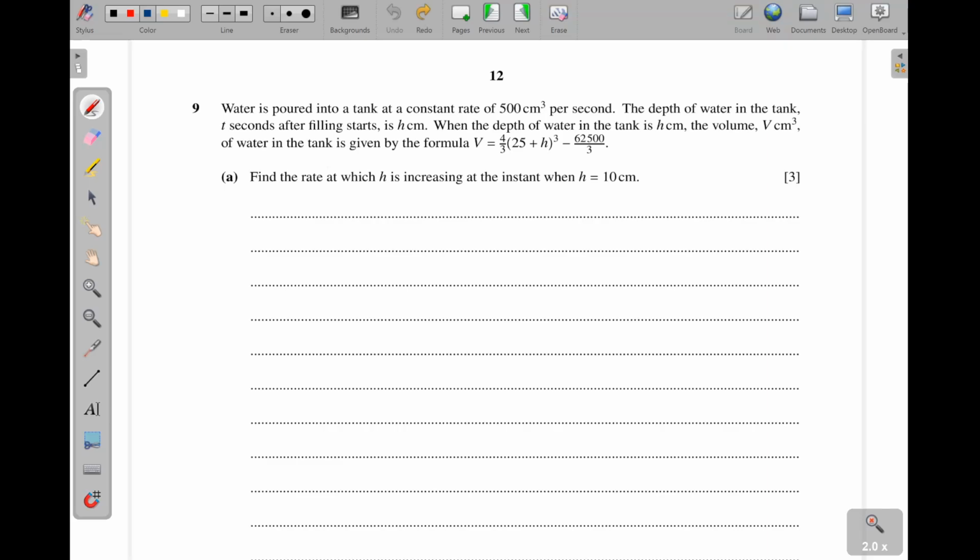Question 9 is coming from differentiation and in particular connected rates of change. Water is poured into a tank at a constant rate of 500 cubic centimeters per second. That is the dV/dt, because cubic centimeters represent the volume. Then the depth of water in the tank t seconds after filling starts is h centimeters.